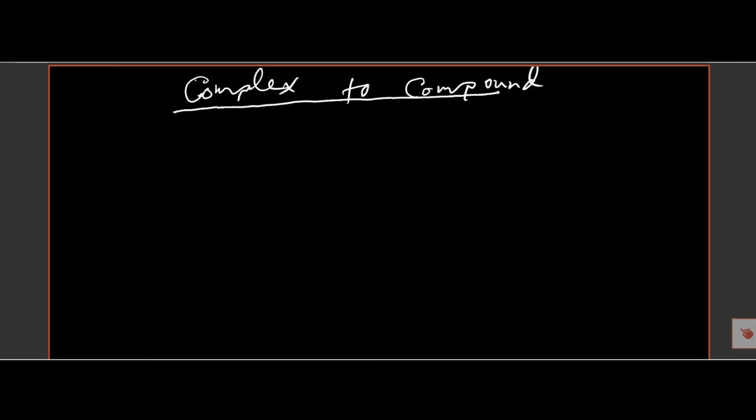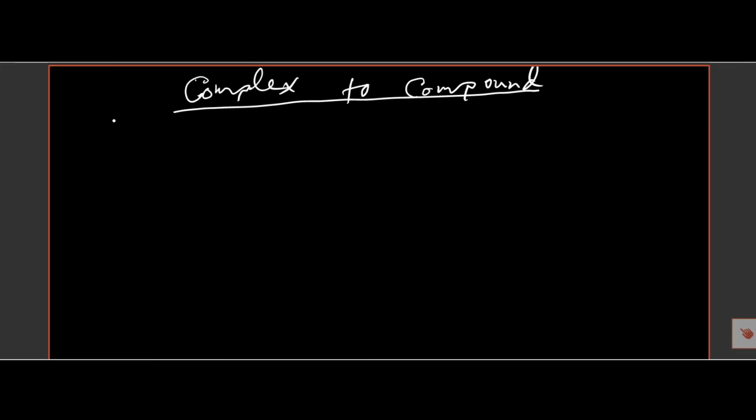Students, today we will discuss the sentences: simple, complex, compound. And now let us see complex to compound, how we can change a complex sentence into a compound.